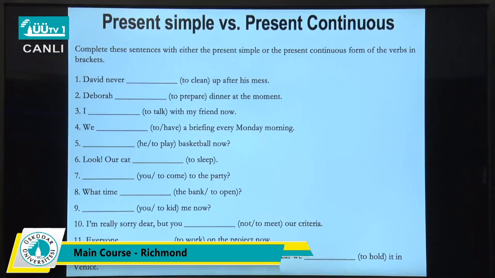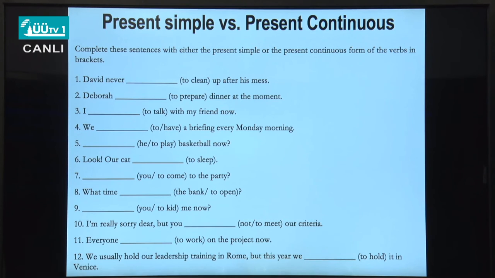Let's look at the next one. What time does the bank open? We are asking this for a routine, for every day. So we are using simple present tense. Again, you see now here, so it means we should use present continuous tense. Are you kidding me now?